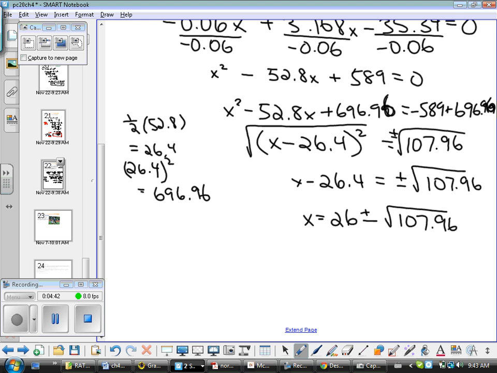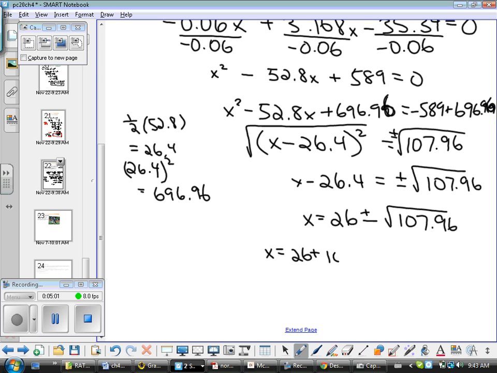Okay, so let's find our two roots, okay? Hopefully we'll have two. So x equals 26 plus, do you want to figure out what that is? Let's take that in our calculator. We'll just go 107.96 and we'll take the square root of that. And it's about 10.39. Okay, so looking at our equation, we're looking at the nearest tenth of a meter.